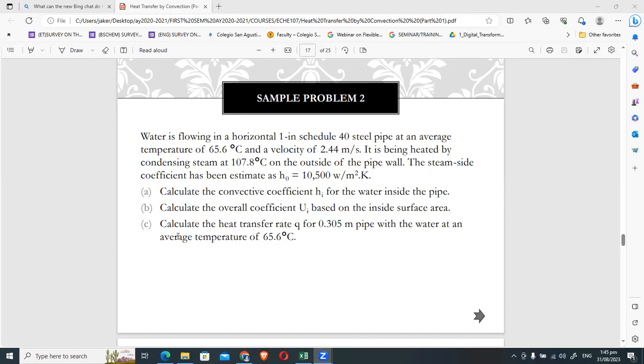You are required to determine the heat transfer rate, that's Q, for 0.305 meter pipe with the water at an average temperature of 65.6 degrees Celsius. So I'd like you to get a screenshot of this problem. If you already have it in your notebooks, there's no need for you to take a screenshot. I'll just take a screenshot of it, and then I'll share to you the Jamboard where we can continue with the solution to this problem. And that would be for letter C.